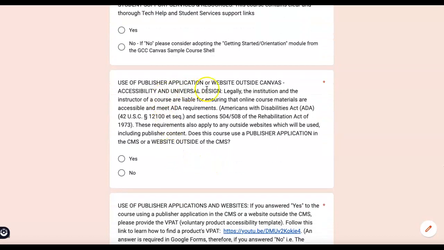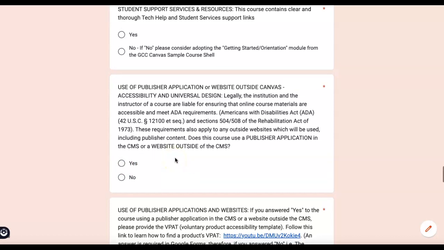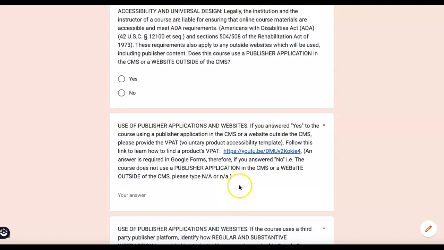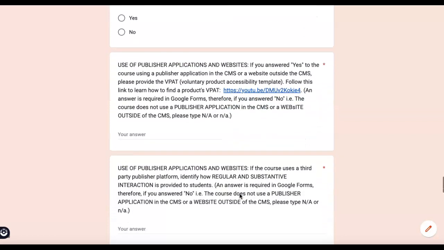If you're using any publisher applications, websites out of Canvas, you have to say yes. So for example, if you're teaching MATLAB or you're teaching AutoCAD, you have to say yes, I'm going to use that. If you're using a Pearson text, you must say yes. And then you must tell us what the VPAT is, the Voluntary Product Accessibility Template for that. So give us a link to the VPAT so that we can understand that you've done your due diligence and you've found out what it is that the product promises in terms of accessibility.